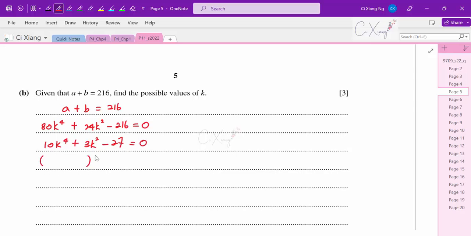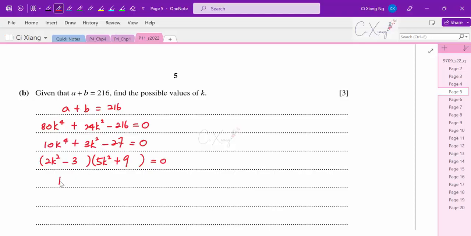Next step, I try to factorize it, just like how you factorize a quadratic equation. For the 10k⁴, maybe I can split it become 2k² and also 5k². And then for the 27 here, I can put it as negative 3 and 9, I think. Negative 3 and then plus 9. So I double check. 5 times 3 is negative 15. 9 times 2 is positive 18, right? Then I get a 3k², which is correct.